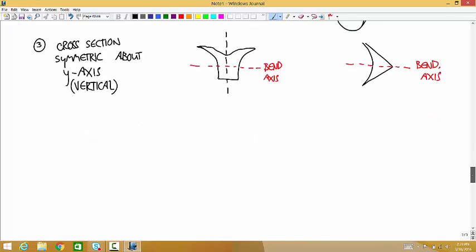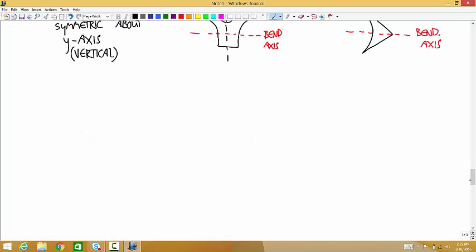So, how does bending create these stresses? Understanding the stresses due to bending.